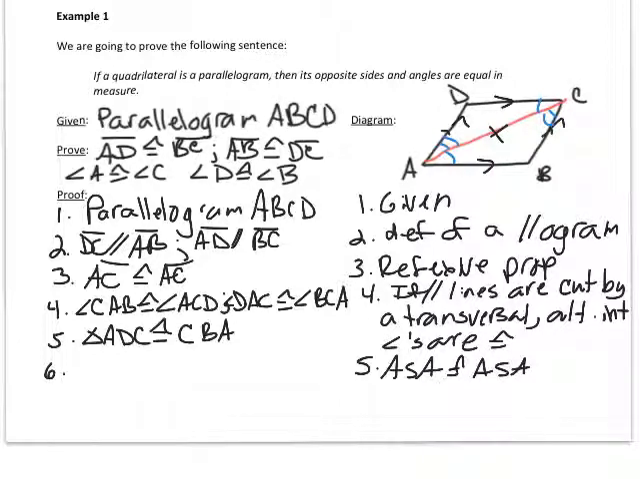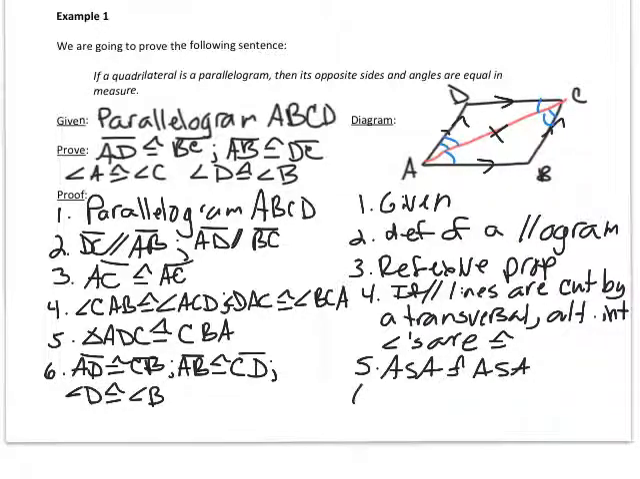So I can now say that AD is congruent to CB, and AB is congruent to CD, and I can also say angle D is congruent to angle B. That's because corresponding parts of congruent triangles are congruent. Now we have to work on getting angle A congruent to angle C.